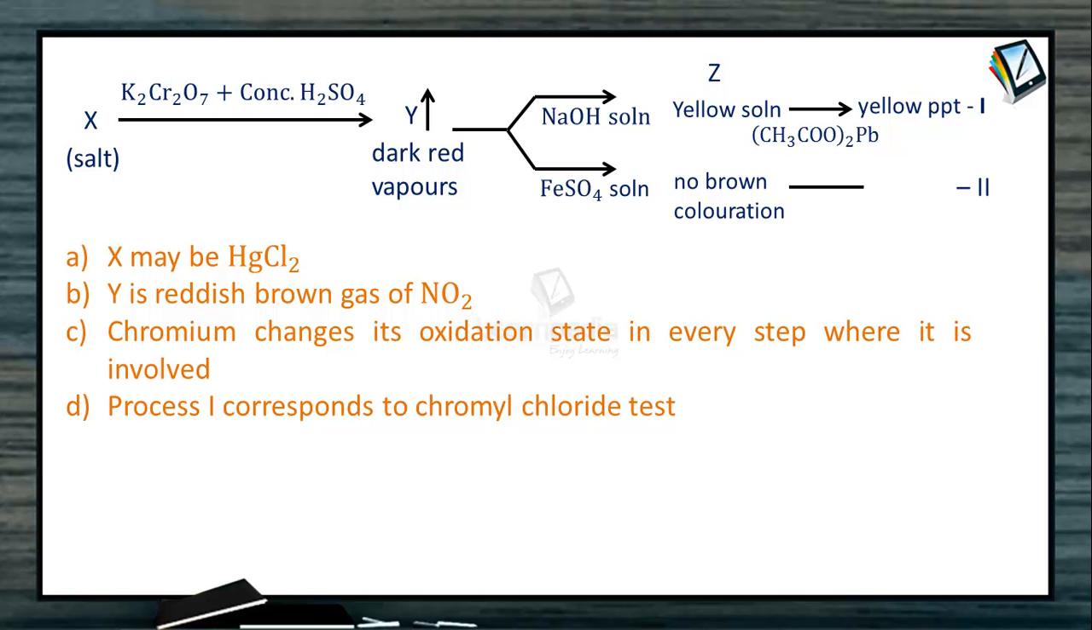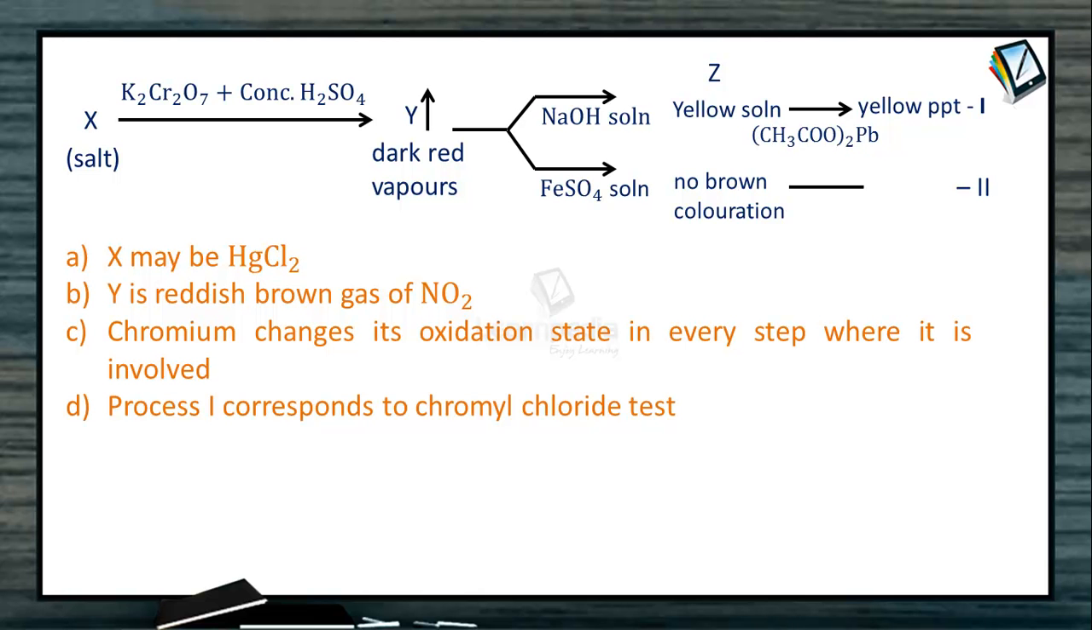Now in this question, salt X, the unknown one which we need to find out, is treated with potassium dichromate in the presence of concentrated sulfuric acid. Dark red vapors are formed, which are then passed into sodium hydroxide solution. You find a yellow solution, and that with lead acetate solution gives a yellow precipitate. That is one set of observations.